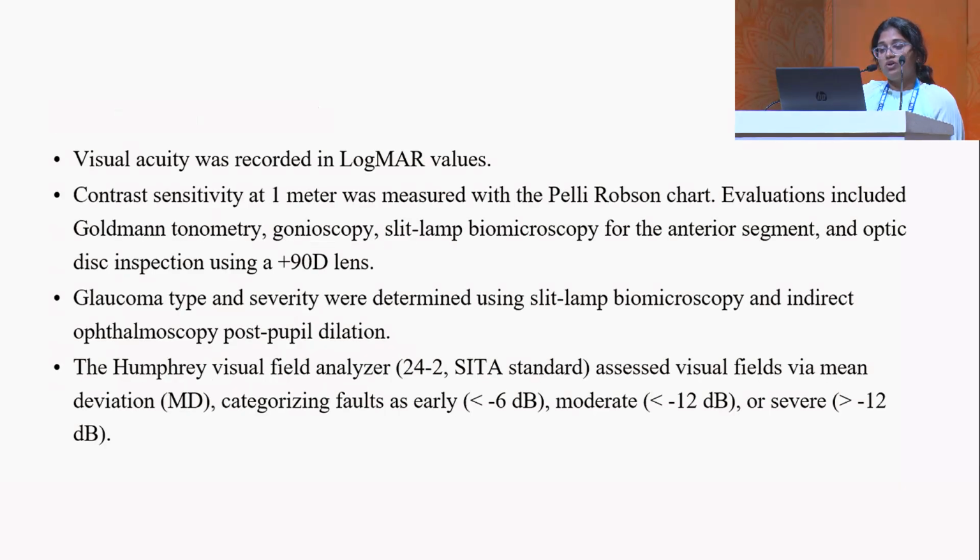Visual acuity was recorded in logMAR values. Contrast sensitivity was measured at 1 meter distance using Pelli-Robson charts. Evaluation included Goldmann tonometry, gonioscopy, slit lamp biomicroscopy for the anterior segment, and optic disc inspection using a 90D lens. Glaucoma type and severity were determined using slit lamp biomicroscopy and indirect ophthalmoscopy, post-pupil dilatation. The HFA 24-2 SITA standard program was used in visual field analysis and categorized into mild, moderate, and severe.